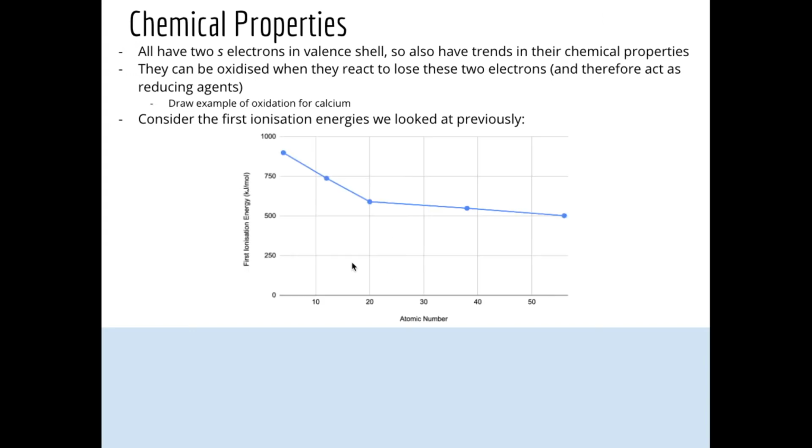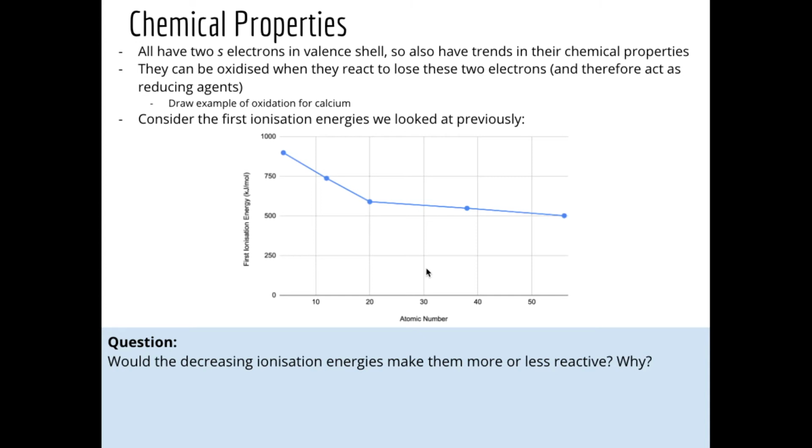Let's have a look at what we knew about the first ionizations, where we got this general trend where it takes less energy to ionize them as we go down the group. Here's a question. I want you to pause, write down an answer, and then check. What do you think? Decreasing ionization energies, would this make them more reactive or would this make them less reactive? And why do you think so? You can check that now.